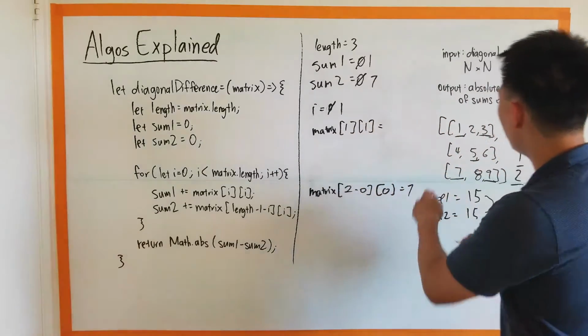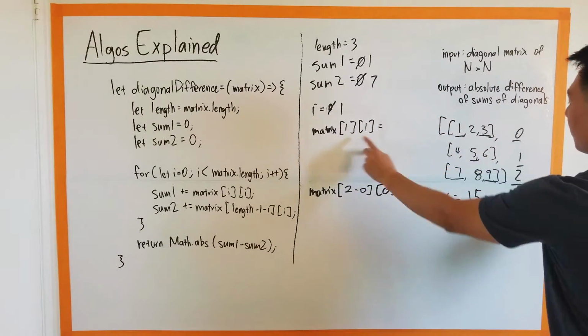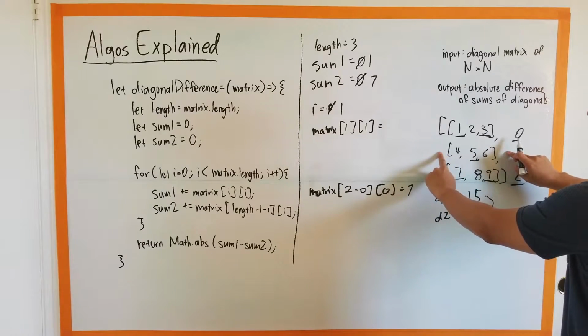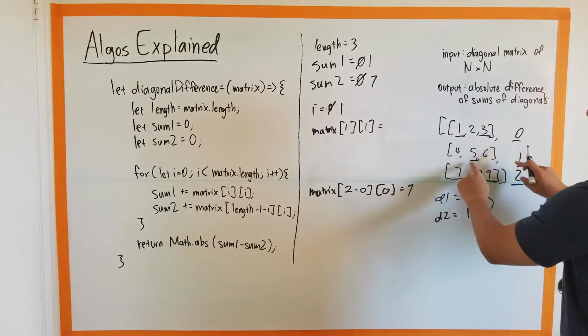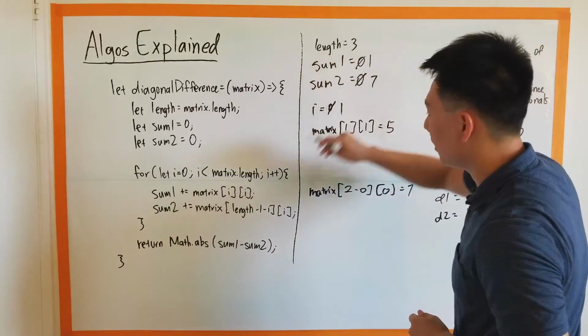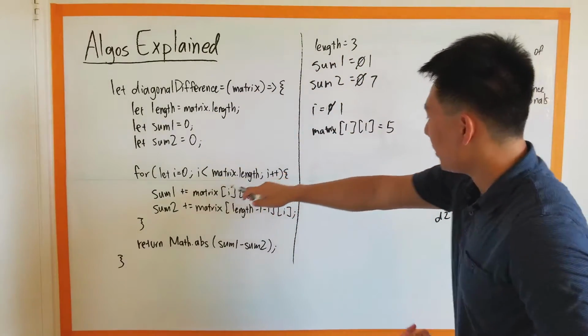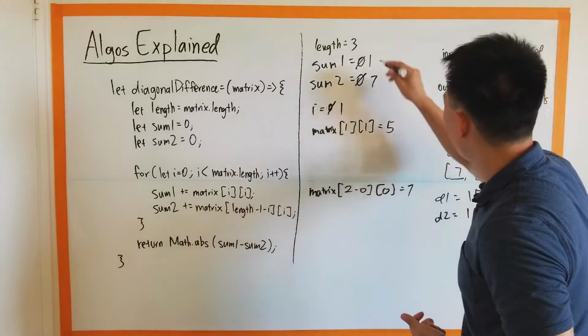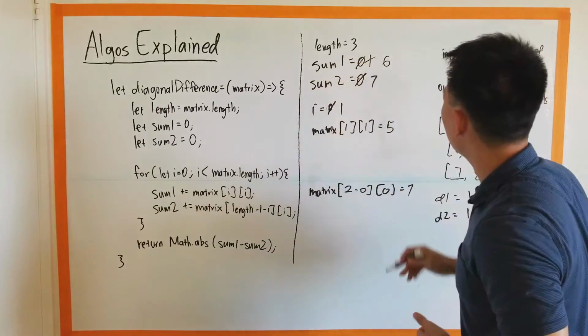And so what is 1 of 1? The first index of this matrix array is going to be 4, 5, 6. What is the one index of that? That is the number 5. And so here we get plus-equals to whatever that value is. That value is 5, and so this one goes to 6.